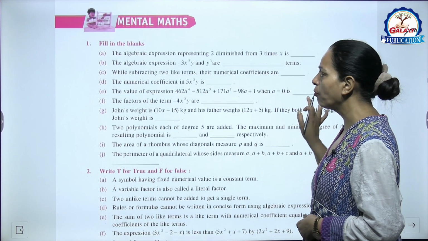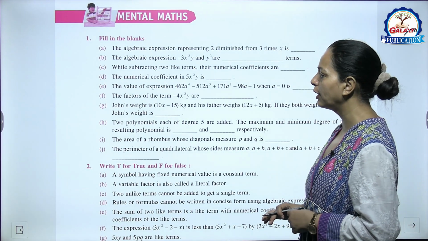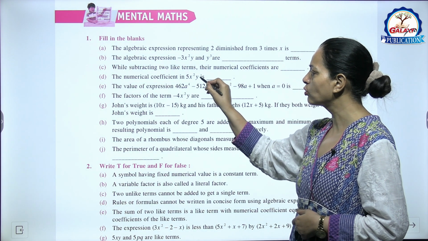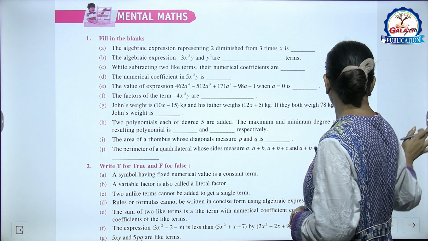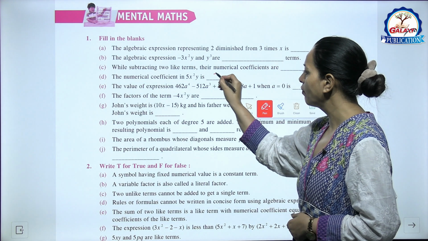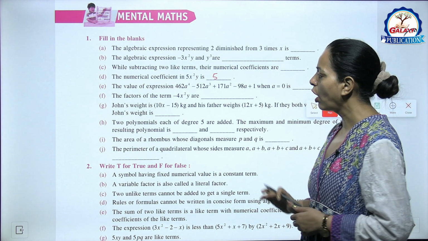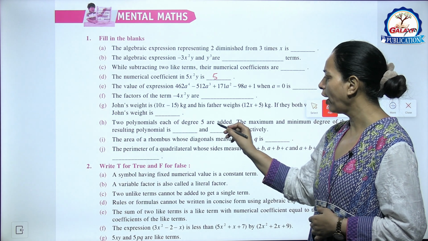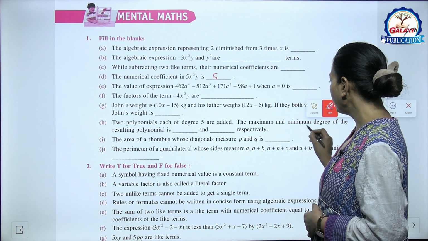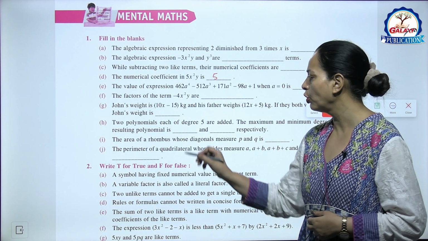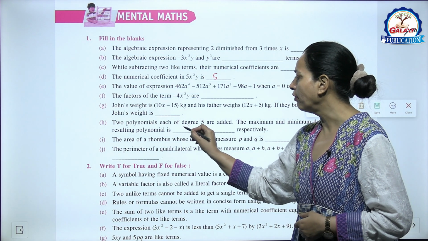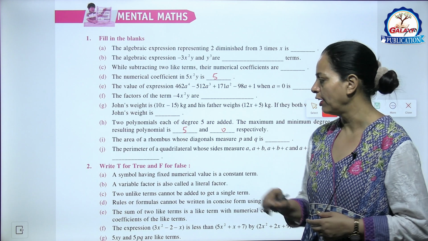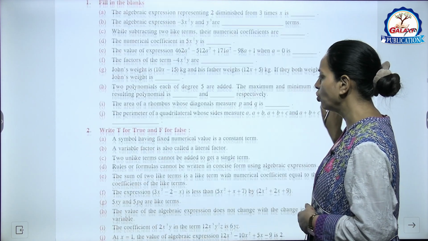Now this is the time of mental maths. Question number 1, filling the blanks. Like here, D part, the numerical coefficient in 5x square y is, so what is the number? Number is 5. Okay, so now here, like H part, two polynomials each of degree 5 are added. The maximum and minimum degree of the resulting polynomial is 5, okay, and 0 respectively. So I hope these are clear to you.